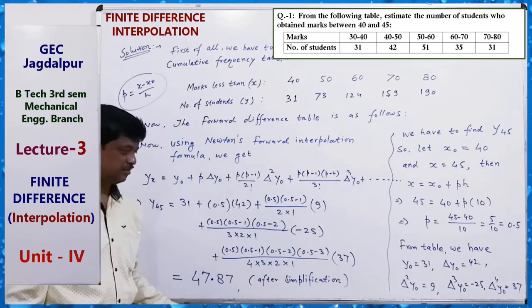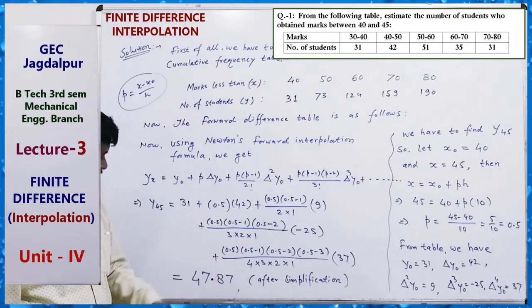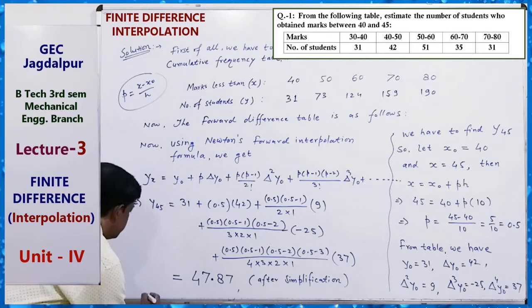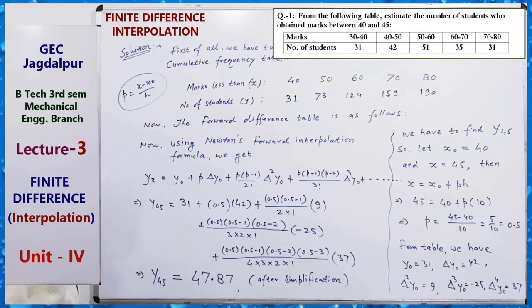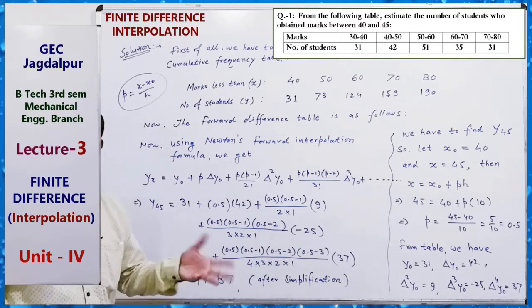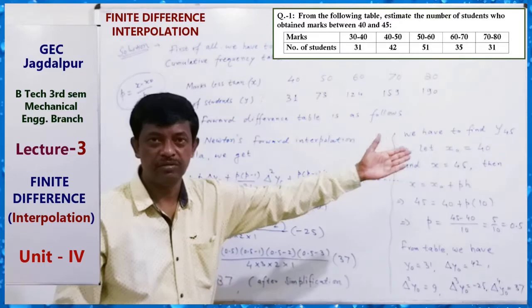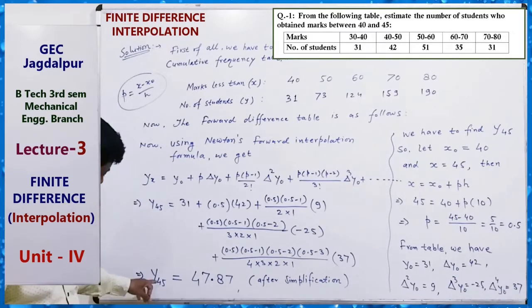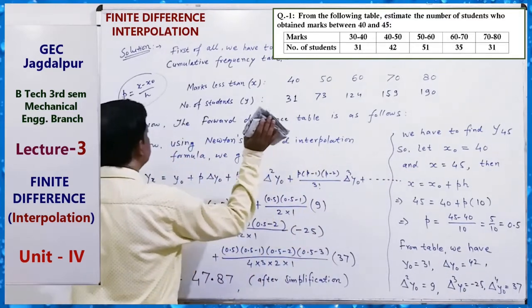Just write it. Calculate by using calculator. You can write like this. Okay, round off 47.87. That is, we get y45. The use of formula. How can we use formula? What will be the value of y0, x0? That is the main thing. Okay, so we get y45 equals to this. So we can write here now.